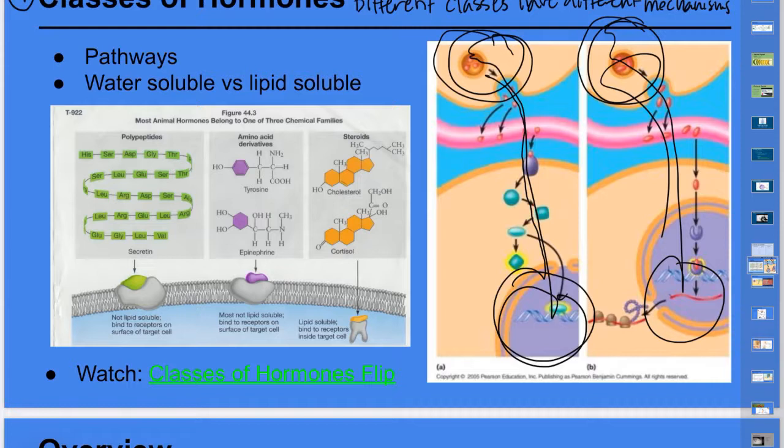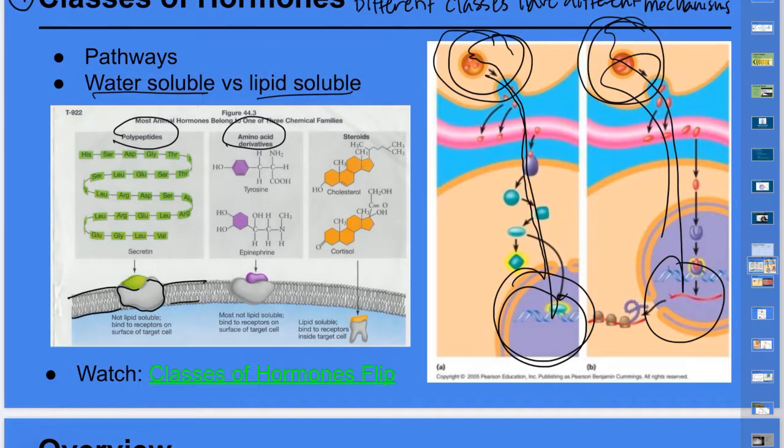But let's first do the signal reception stage. So the signal's been produced. What are the two main categories? Well, the two main categories are water soluble and lipid soluble, and I've given you a little table in your notes. You can put water soluble on the left and then lipid soluble on the right. Now, on the water soluble side, there's actually two different types. There's polypeptides, and then there's little tiny ones, sometimes called peptides, or sometimes called amino acid derivatives, and both of these are going to be water soluble.